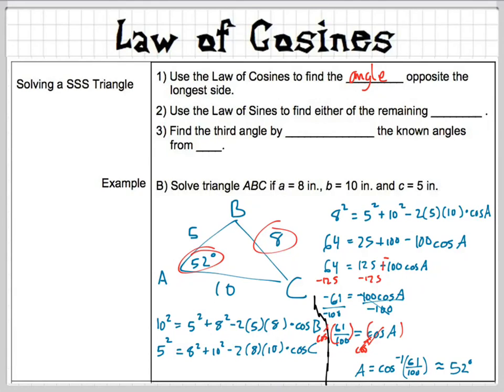Use the law of sines to find either of the remaining angles, and then find the third angle by subtracting the known angles from 180. I don't know. I don't like those steps. I think you guys can personally come up with some better steps. But it's a guideline for you. Use it or don't use it.